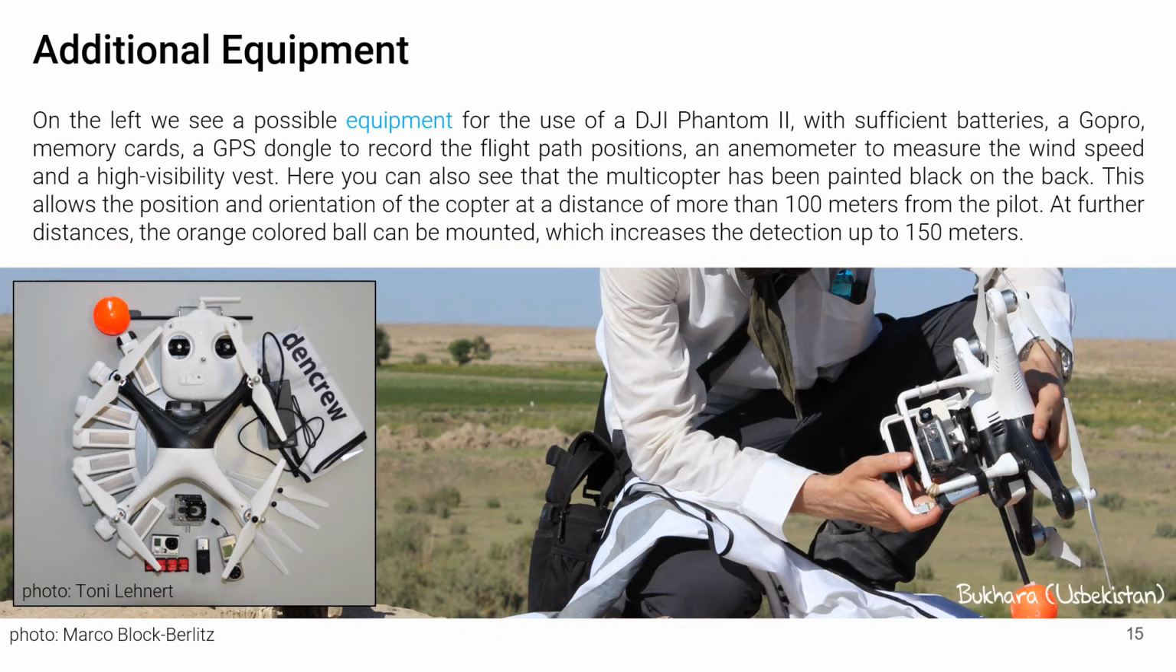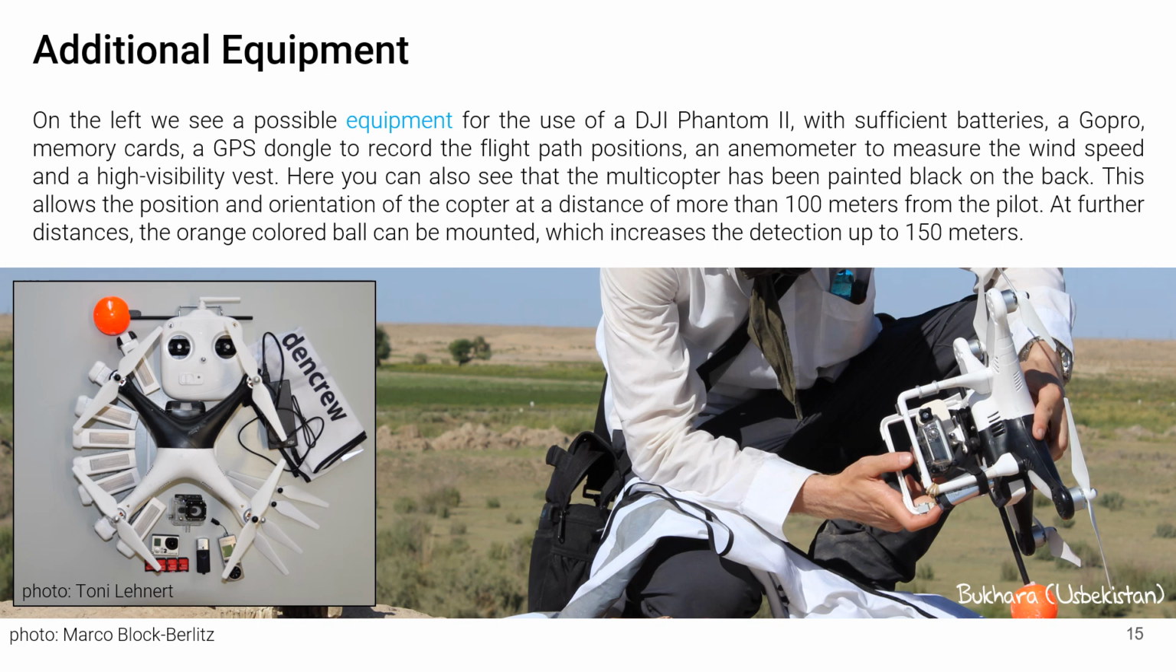Here we take a look at a DJI Phantom II multicopter. On the left we see a possible equipment for use with enough batteries, GoPro memory cards, a GPS dongle to record the flight path positions, an anemometer to measure the wind speed, and a high visibility vest.